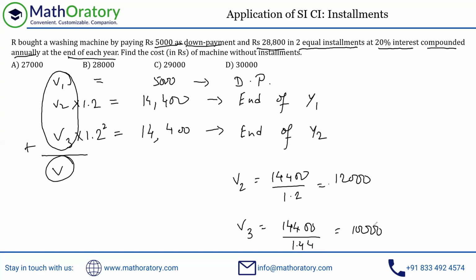So the net value, or this V, will be nothing but 5,000 plus 12,000 plus 10,000. So that will give you the net value of the machine, whatever we're looking for. Find the cost of the machine without installments. So 5,000 plus 12,000, 17,000 plus that. So that is 27,000 as our final answer, option A.